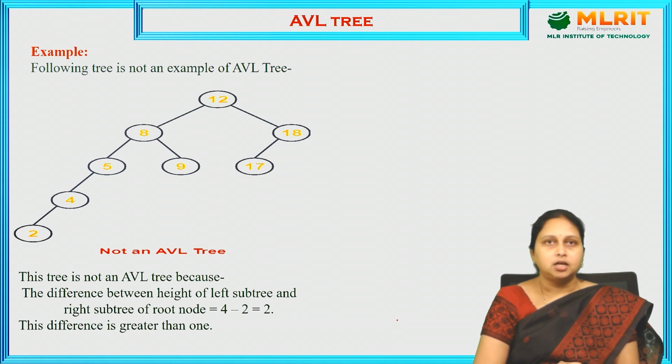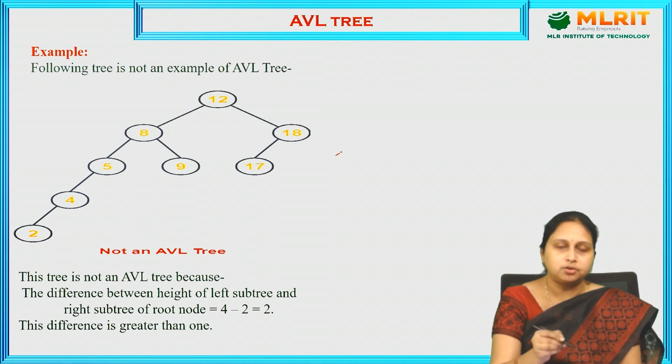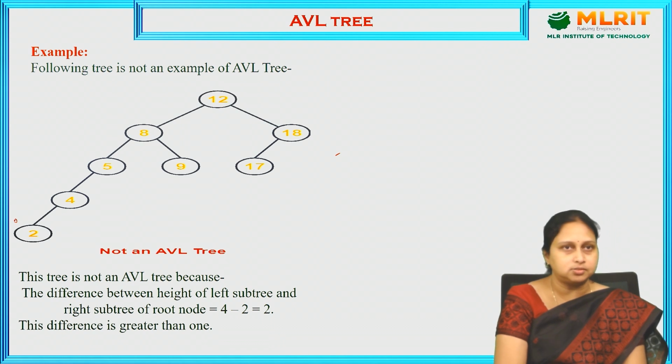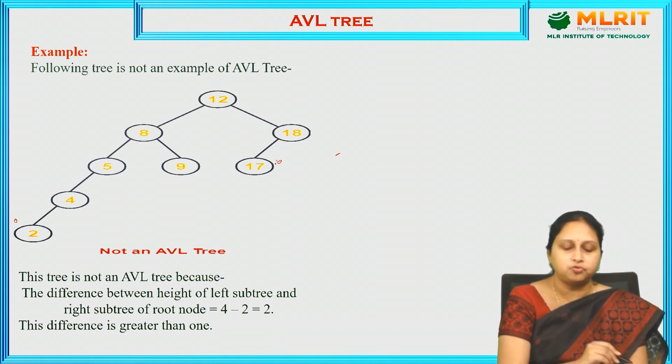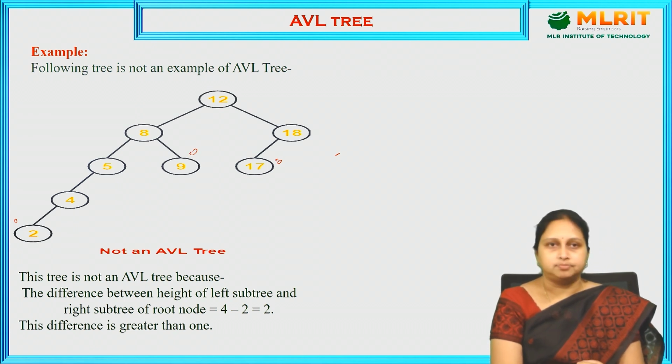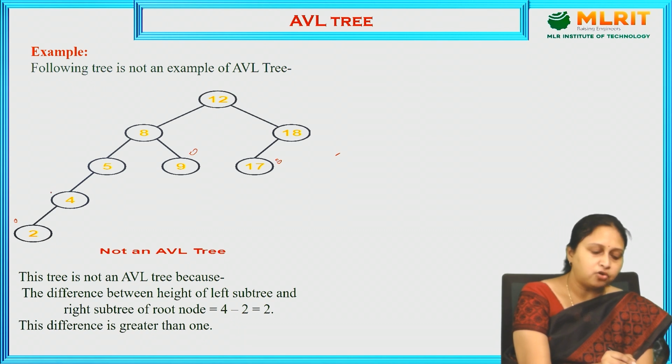Now, you can check here whether this is an AVL tree or not. We need to verify. Let us check this tree. For every node, we need to check. I am going to start from the leaf nodes. This is a leaf node, so it is 0. This is also a leaf node, so it is also 0. This is also a leaf node, and for this the balance factor is 0. Now, observe. I am going to check this node, 4.